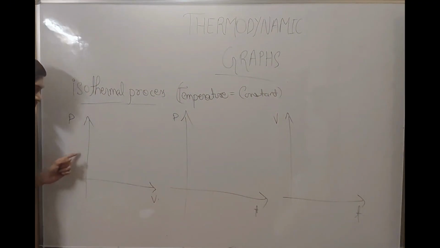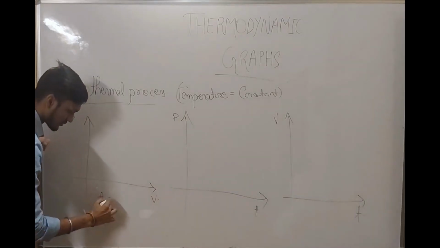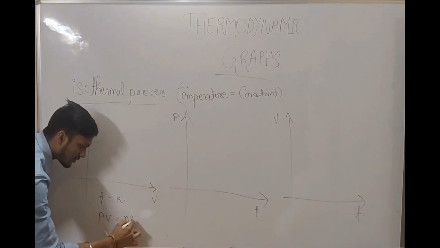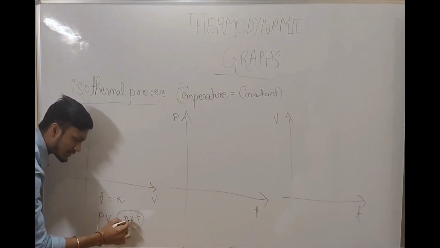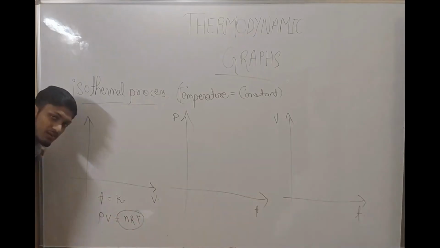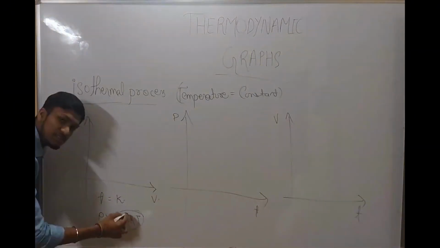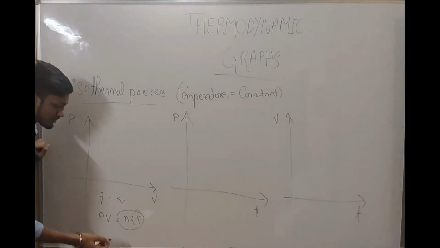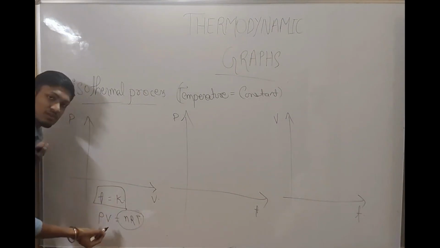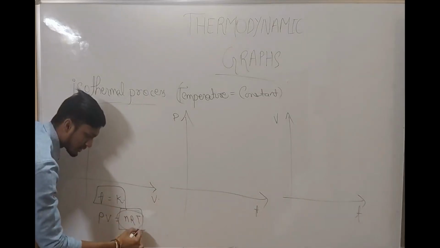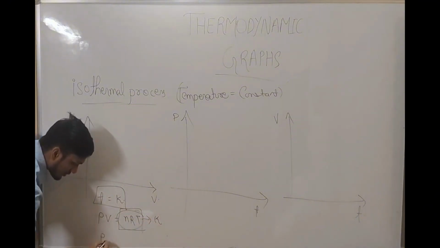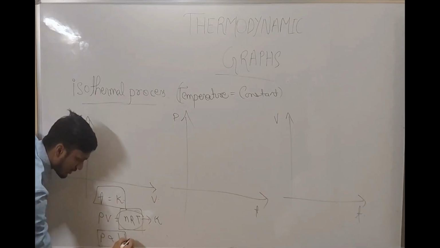Now, let's analyze the PV graph when temperature is constant. We know that PV equals nRT. nR, that is the number of moles, and R is the gas constant. While these two values remain constant, temperature might have changed. If it is given in the question that temperature remains constant, this whole term is a constant, and therefore we can relate P is equal to 1 by V. This is also known as Boyle's law.